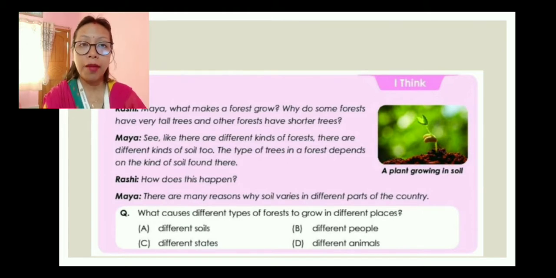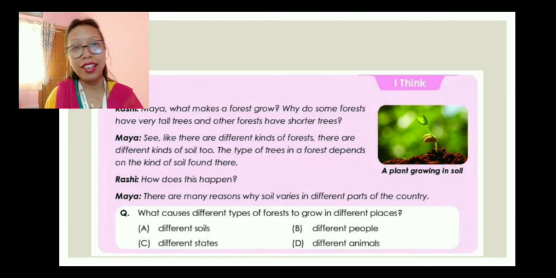Maya, there are many reasons why soil varies in different parts of the country. So along with the climatic condition, the soil also plays an important part in growing the forest. So we have seen that in India, different regions have different forests. Now why is it happening like that? Because of the soil. The soil is different in different parts of the region, and whatever suits the soil, that particular plant will grow in that region.